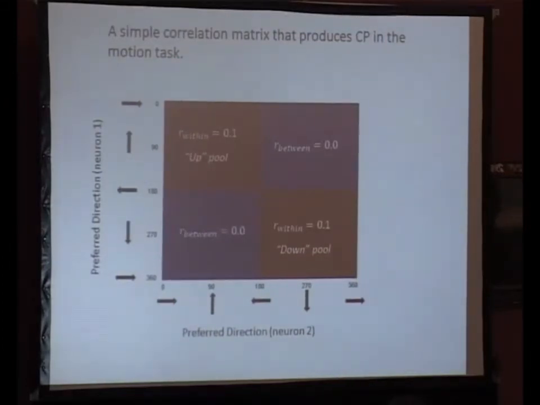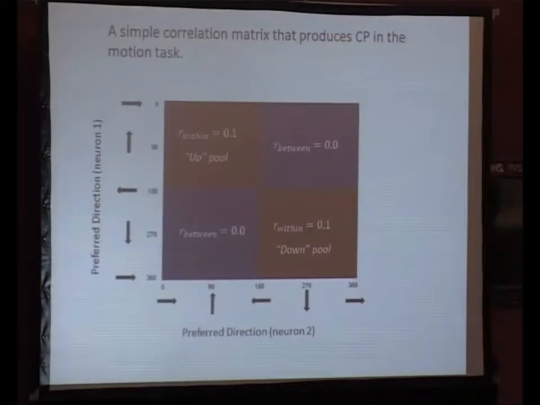And the structure of the matrix they used for that simulation was that, let's start here. So for neurons with the same preferred direction, both lighting up, they have a correlation value, which I'm going to call R within. And all the neurons in the up pool, so here within 90 degrees of that direction, have this correlation. And similarly, all the neurons within the down pool have this correlation. Whereas neuronal pairs that cross that pool boundary have a correlation of zero.